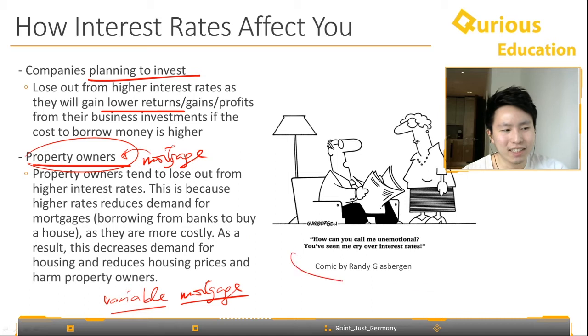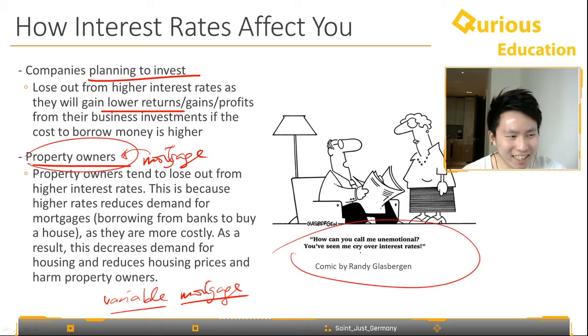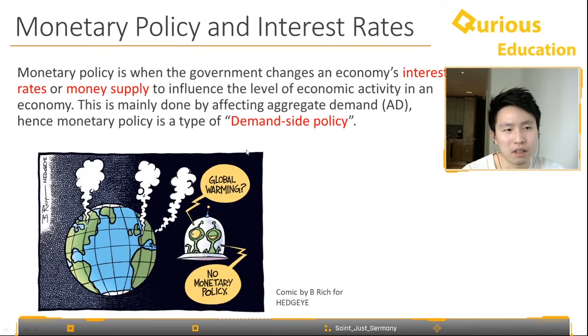So you can see here, another comic. The wife is asking the husband, "How can you call me unemotional? You've seen me cry over interest rates." So most likely, if interest rates increase, then the husband probably needs to pay more money back to the bank. That's why the husband might be crying over the interest rates, since they might have borrowed money in order to buy the house that they're living in. And yeah, that's how interest rates might affect different types of people in society.